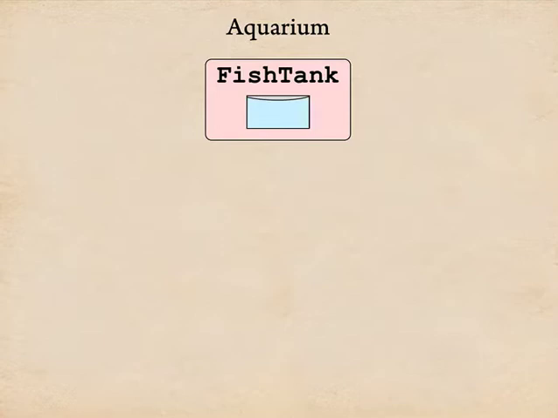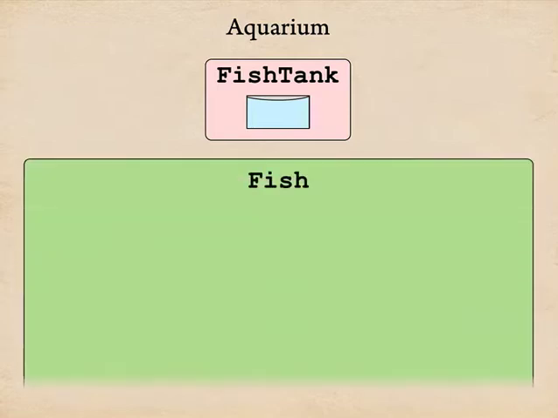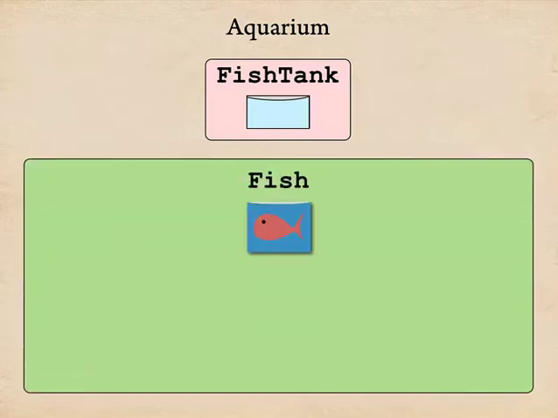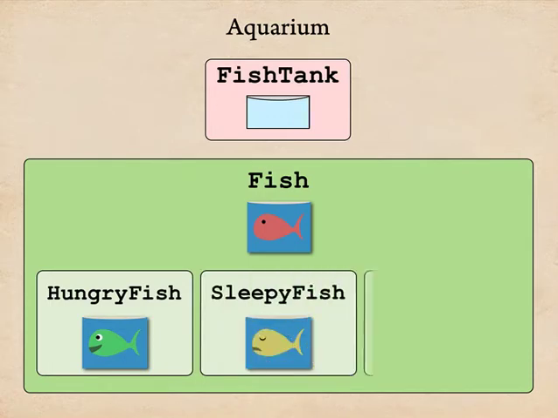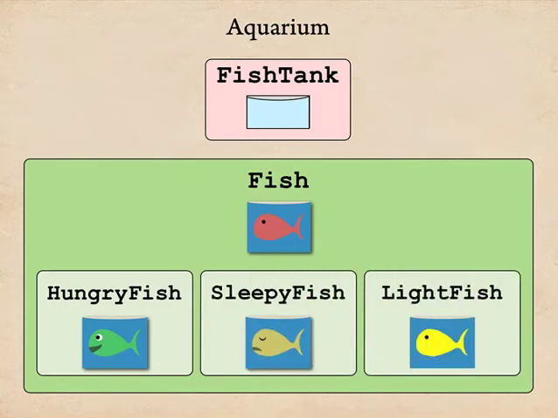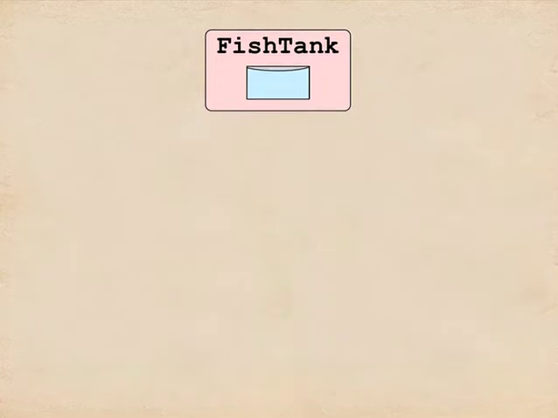The fish tank contains a list of objects of type fish. Actually, it contains a list of objects that are subclasses of fish. Some are hungry fish, some are sleepy fish, and there's one light fish. These 5 classes make up the whole project. So let's look more closely at the classes, starting with the fish tank.